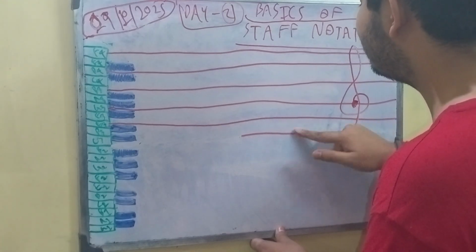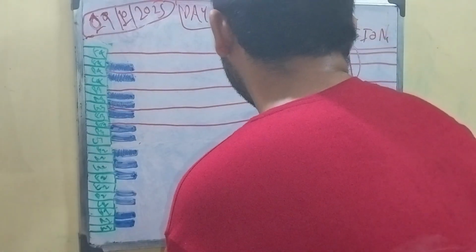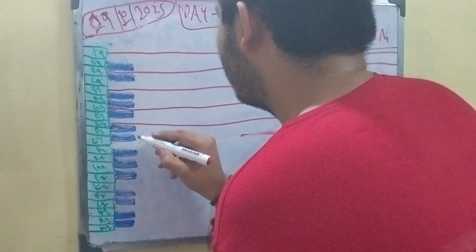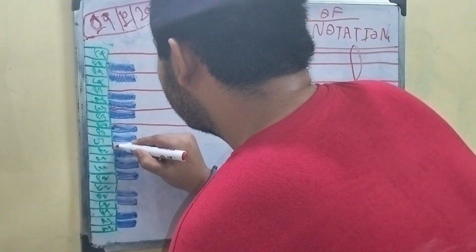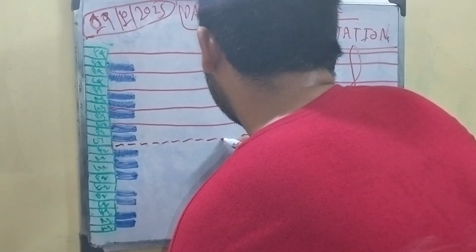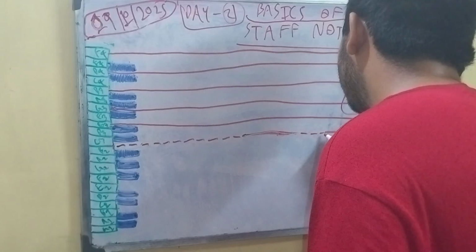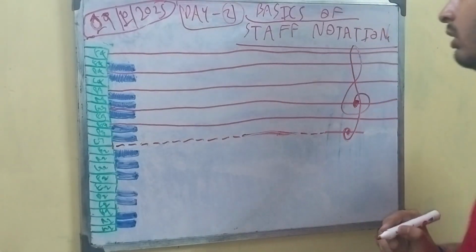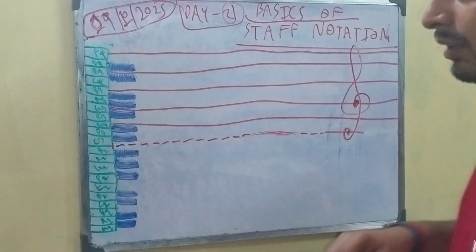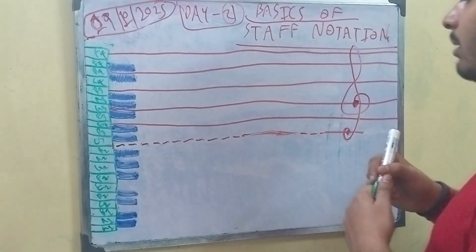As middle C is a leather line, leather lines are not full. Only stave lines are drawn fully. So I draw a dotted connection with middle C and the leather line, which indicates middle C. So this is the treble clef. Now I am going to mark.